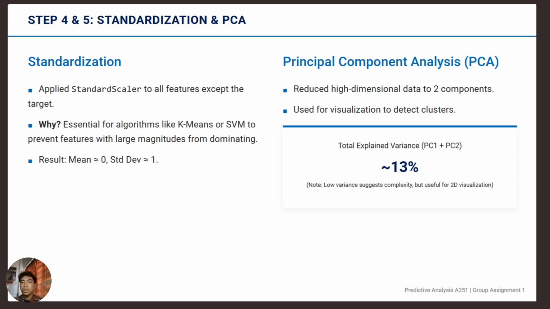We also applied principal component analysis, or PCA, to reduce the dimensionality of the dataset. Here we reduce the data into two main components for visualization. The first two components explain around 13% of the variance, which is expected for a complex dataset. Even so, the PCA plot still helps us to see the patterns, such as how different grade levels tend to form loose clusters. And this also gives us insight into the structure of the data before modeling.